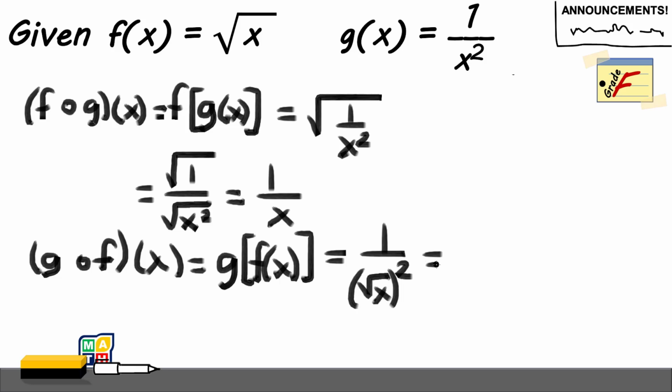With this, we'll have 1 over, you're squaring a radical expression with index 2, of course, square root. So you can just simply cancel them out. The result is x here. So the g of f of x is also 1 over x, similar to f of g of x. And these are the results for these two composite functions using the original given functions.